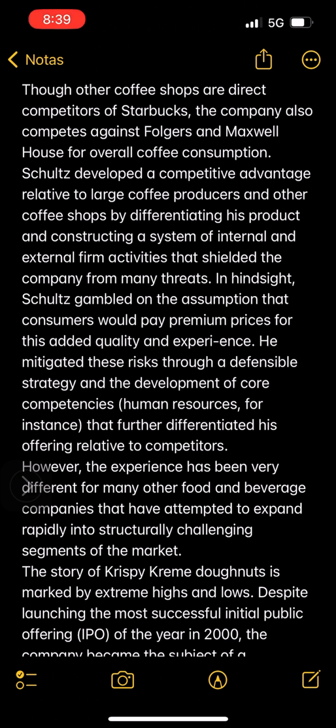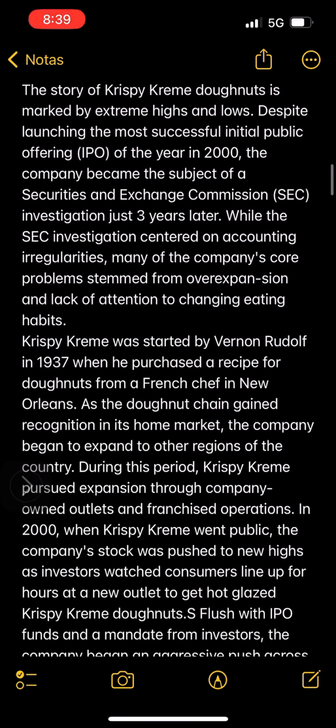However, the experience has been very different for many other food and beverage companies that have attempted to expand rapidly into structurally challenging segments of the market. The story of Krispy Kreme donuts is marked by extreme highs and lows. Despite launching the most successful initial public offering, or IPO, of the year in 2000, the company became the subject of a Securities and Exchange Commission (SEC) investigation just 3 years later. While the SEC investigation centered on accounting irregularities, many of the company's core problems stemmed from overexpansion and lack of attention to changing eating habits.